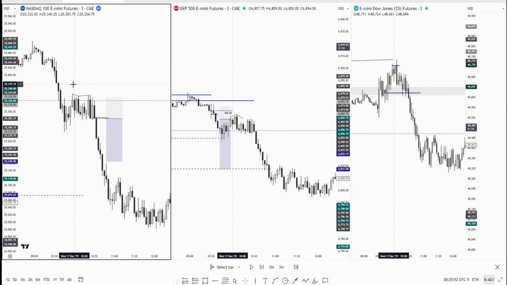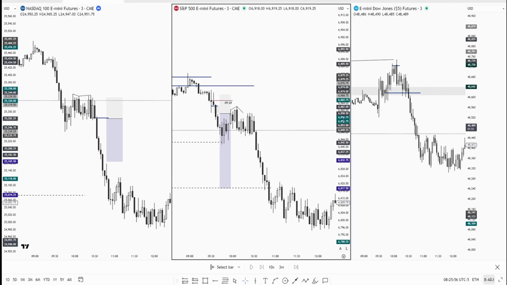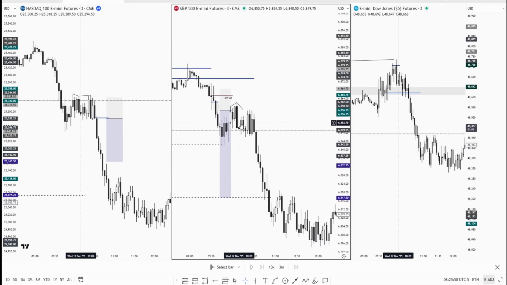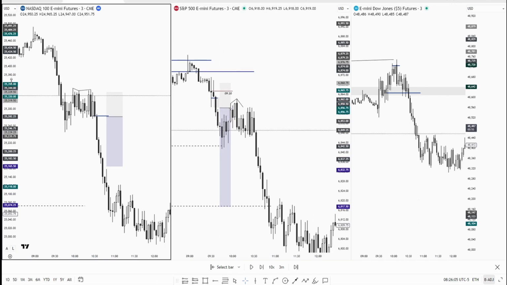This was really a great day. It was unfortunate that I got stopped out at break even on this trade, but it is what it is. It's part of the game, and there's multiple re-entries in here. There's multiple opportunities, so I'm not too worried about missing that.